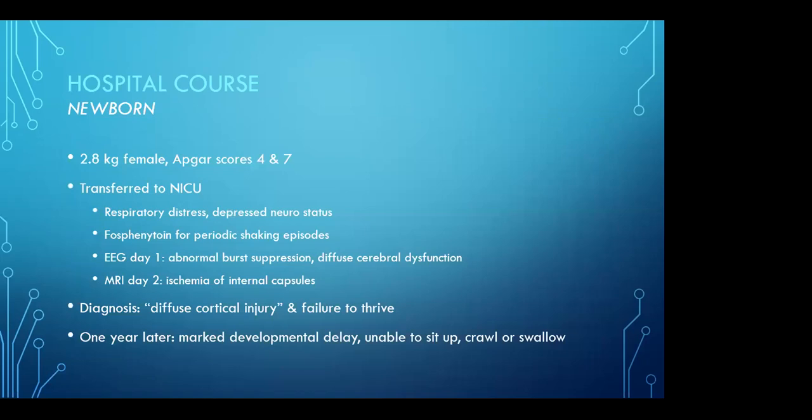In C-section, they delivered a 2.8 kilogram female infant, which is a little over 6 pounds and appropriate for that gestational age. APGAR scores not so great initially, 4 and then 7. The neonate was transferred to the NICU for respiratory distress and depressed neurostatus. They were given fosphenytoin for periodic shaking episodes. Obviously, the concern there is that they're having a seizure.